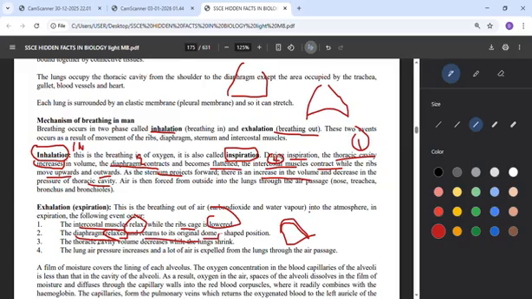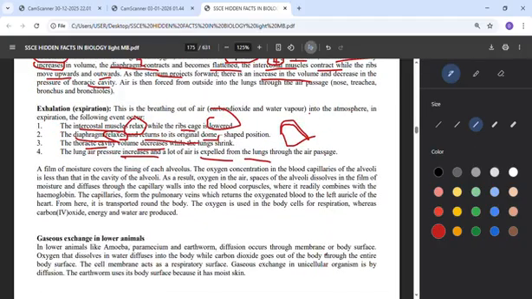Another thing, the thoracic cavity will now decrease, so the lung air pressure increases. The air pressure increases because it is by force that it pushes out the air, and a lot of air will be expelled from the lungs through the air passage. So that is how respiration works.